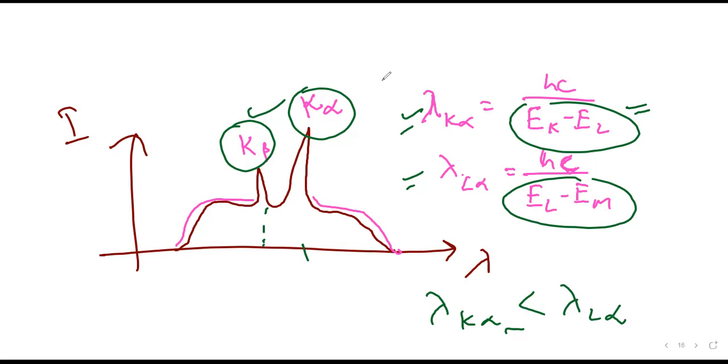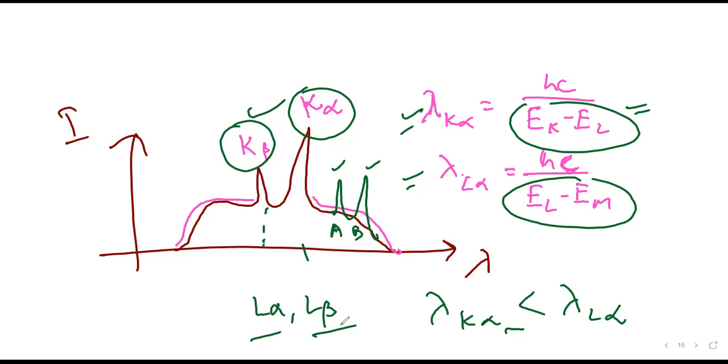Now tell me, if I observe some other peak like this, and out of this one is L alpha and another is L beta. Let's say this is A and this is B. So which one will be L alpha and which one will be L beta?